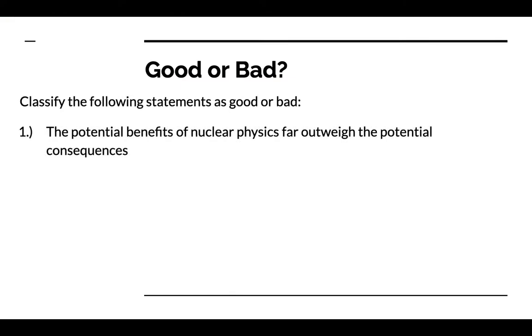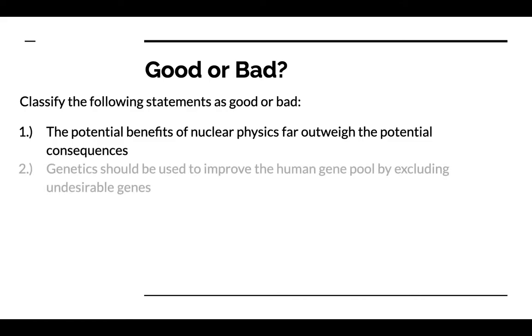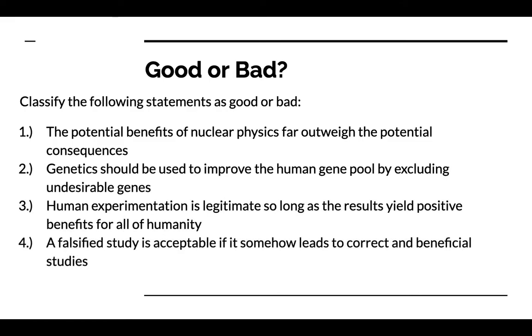For the students that were in class, we did this good or bad activity where we had students classify these statements as good or bad, and then we discussed what specifically made us choose good or bad. So for number one, we looked at: the potential benefits of nuclear physics far outweigh the potential consequences. You'll see all of these are very vague statements. These are all statements that you can make a case for or against.